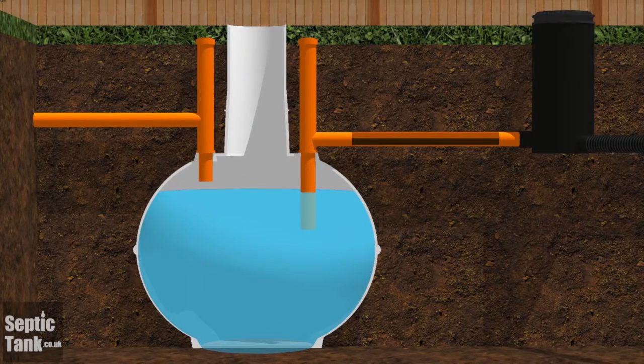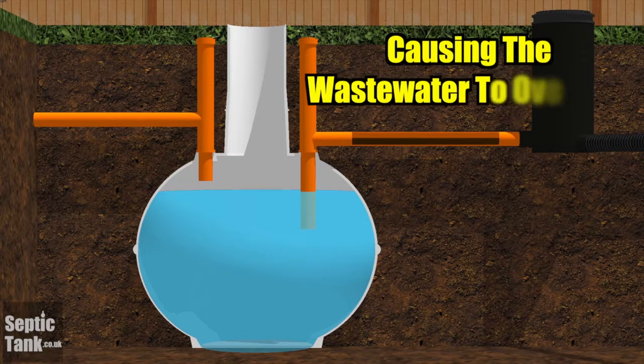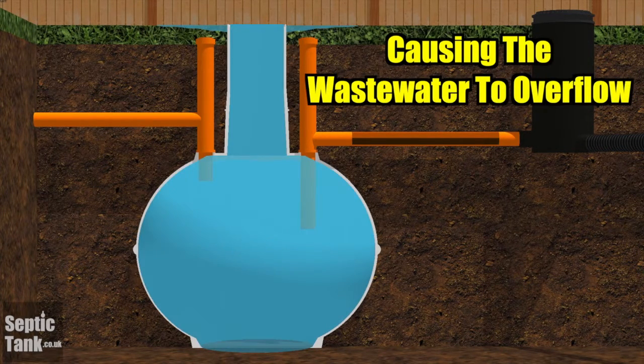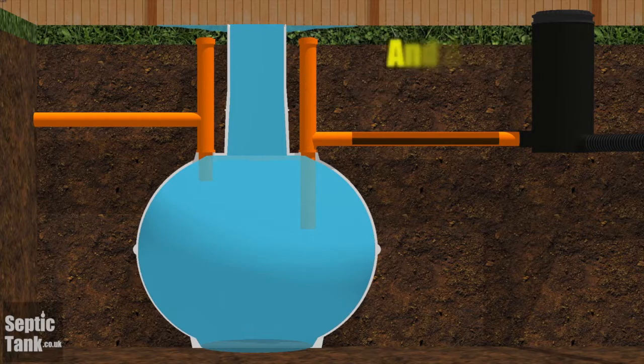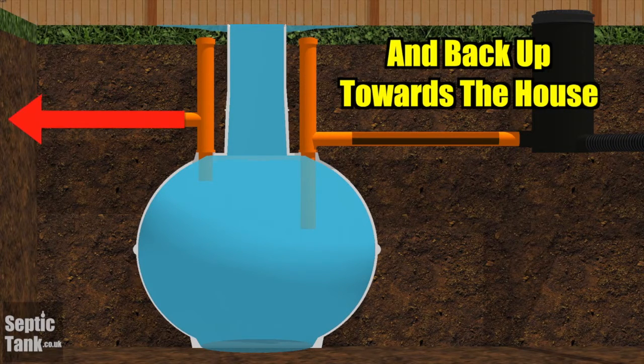And unless that sludge is removed from the soakaway, then the wastewater will continue to overflow from the manhole covers and will just keep backing up towards the house. And as you know, to keep getting your septic tank emptied can cost a lot of money.